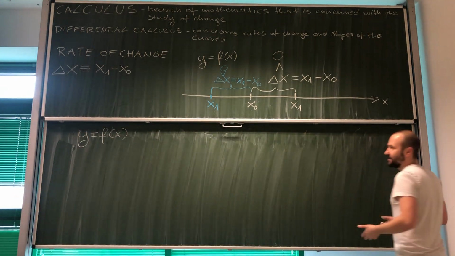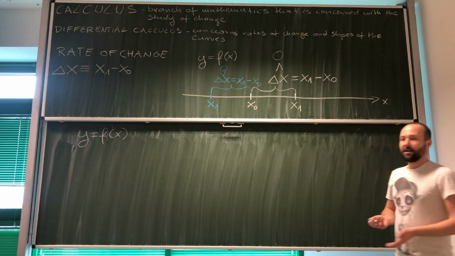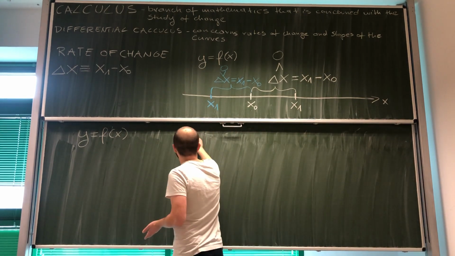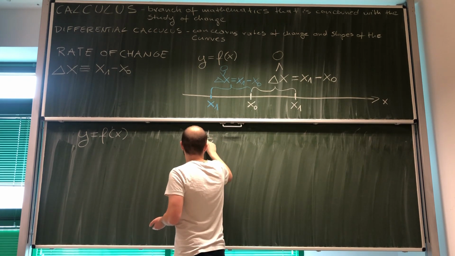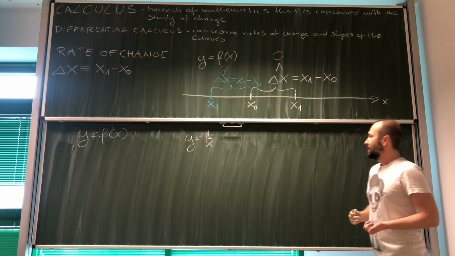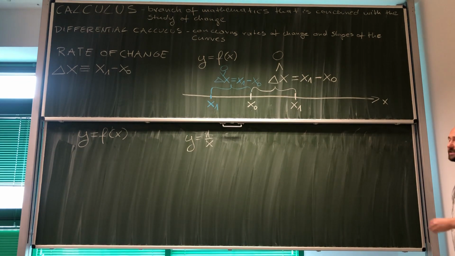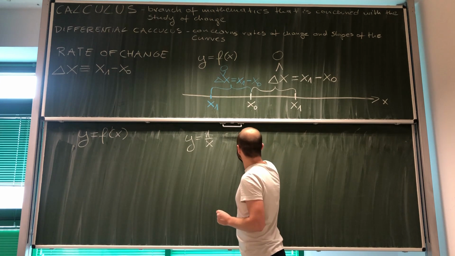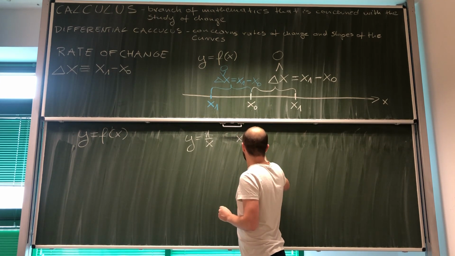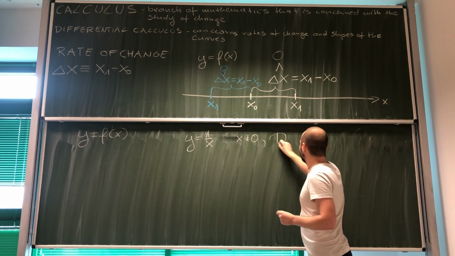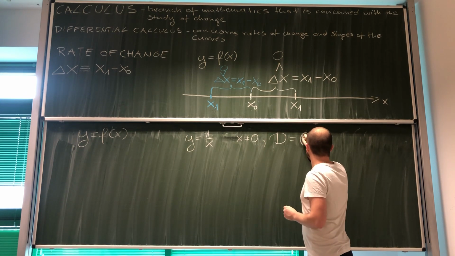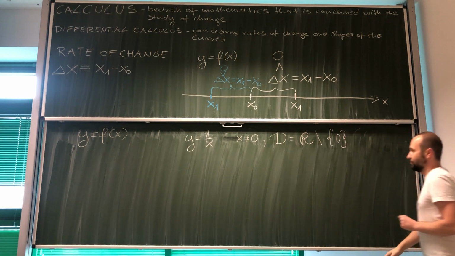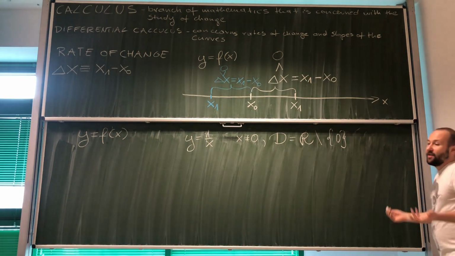Now, sometimes the values of x that are acceptable within the function depend solely on the formula. If we've got function y equals 1 over x, we clearly see that here any value is acceptable except for 0. X must be different than 0, or we can say the domain of the function is equal to real numbers without 0.